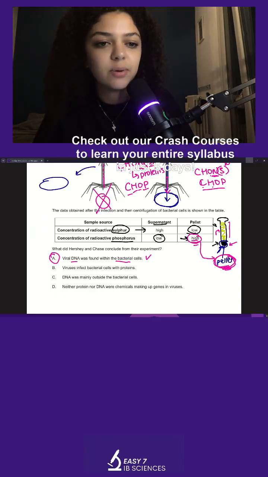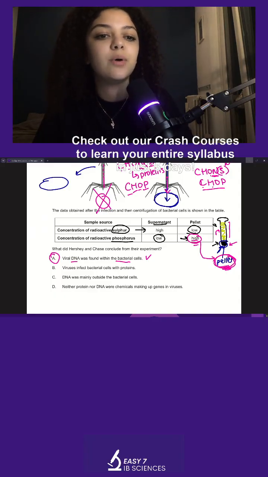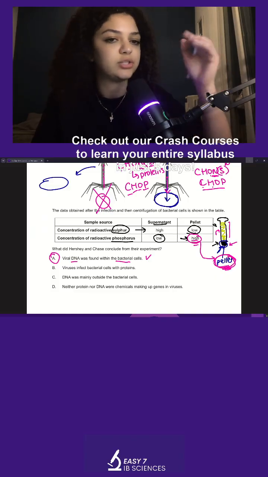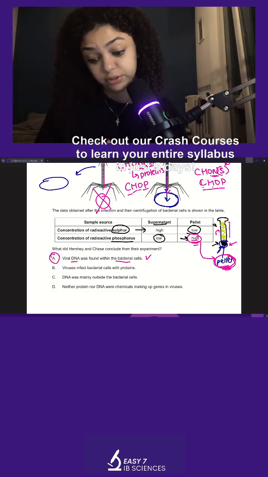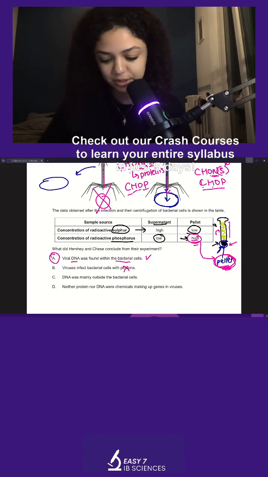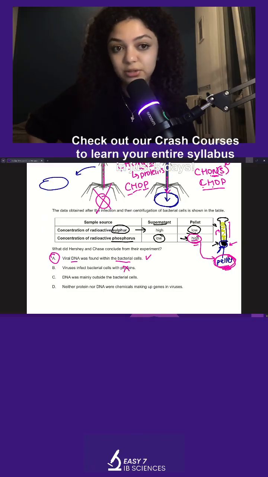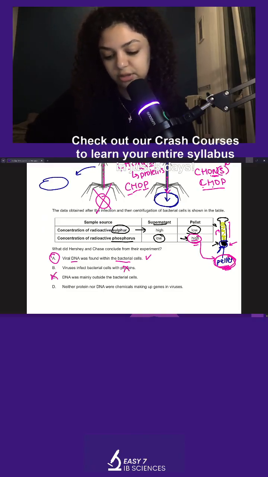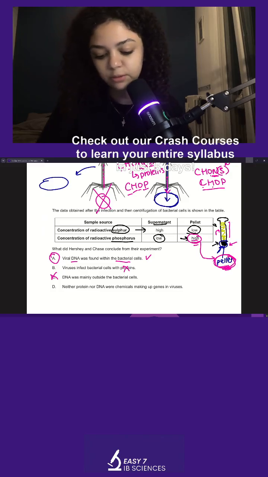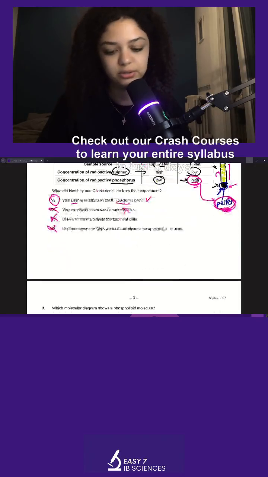Let's have a read of the other ones just so we're very clear on what the other answer options are saying. Viruses infect bacterial cells with proteins. No, they injected with the genetic material. DNA was mainly outside the bacterial cells. No, it did enter the bacterial cells, and we see that evident. Neither protein nor DNA were chemicals making up genes of the viruses. No, once again, we can cross these out.